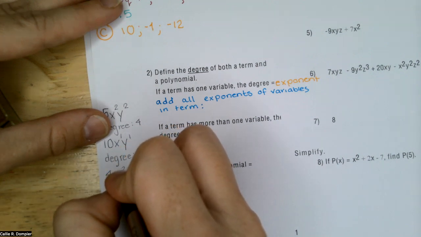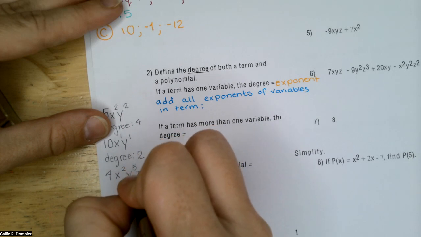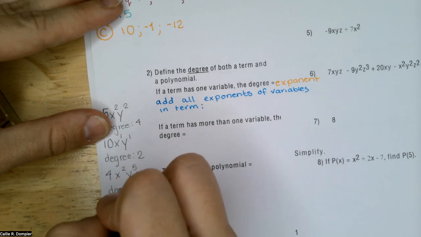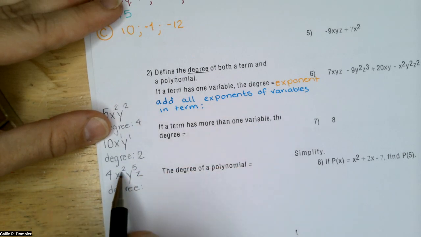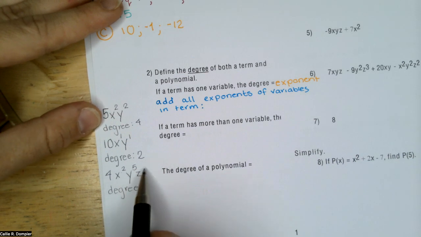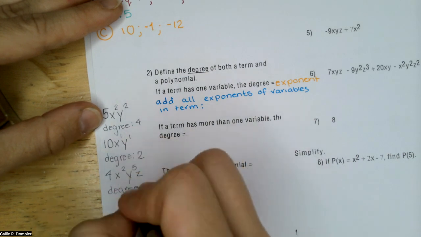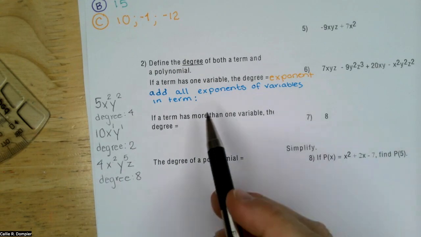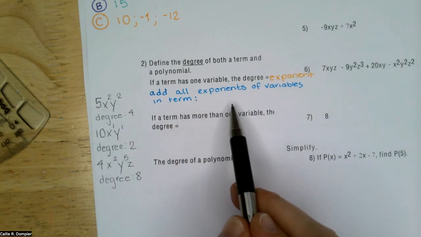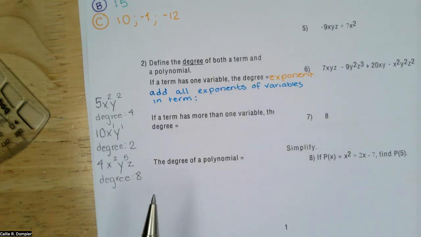4x squared y to the 5th z. That is degree. We're just adding them, okay? We're going to add 2 and 5 is 7. Don't forget that if that letter is there, it's a degree 1. So 2 and 5 is 7, but that z makes an 8th degree term. I put that colon there so it wouldn't be crammed.